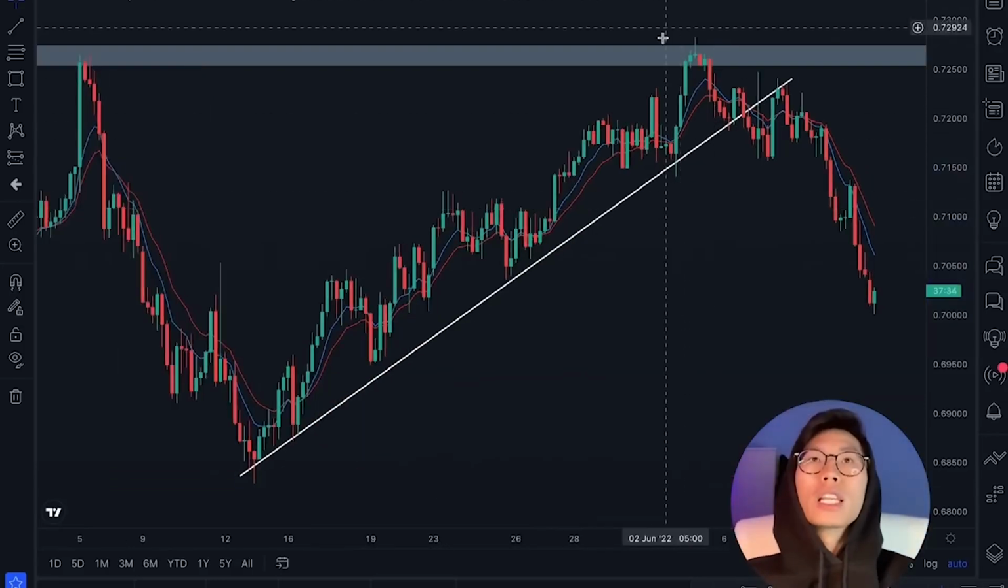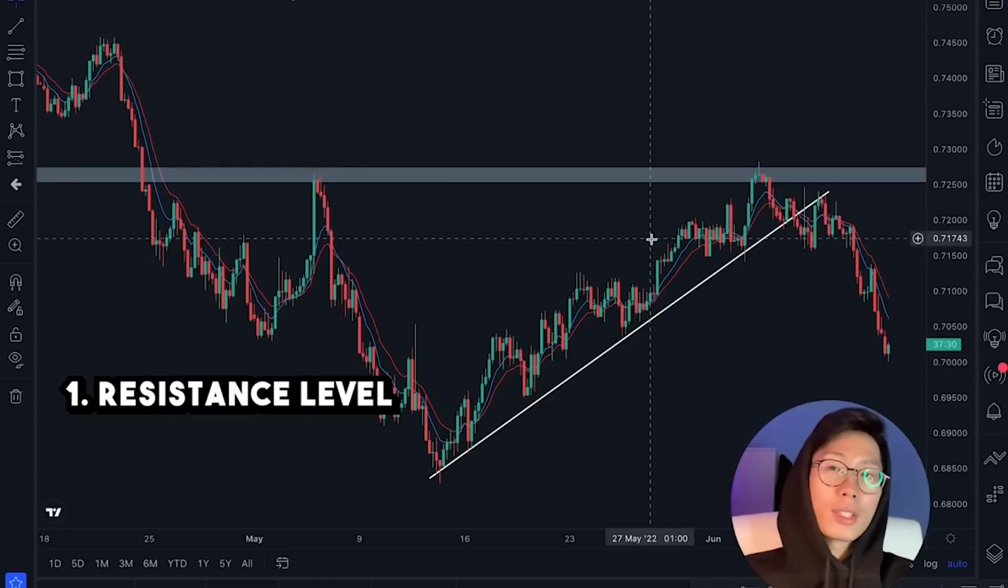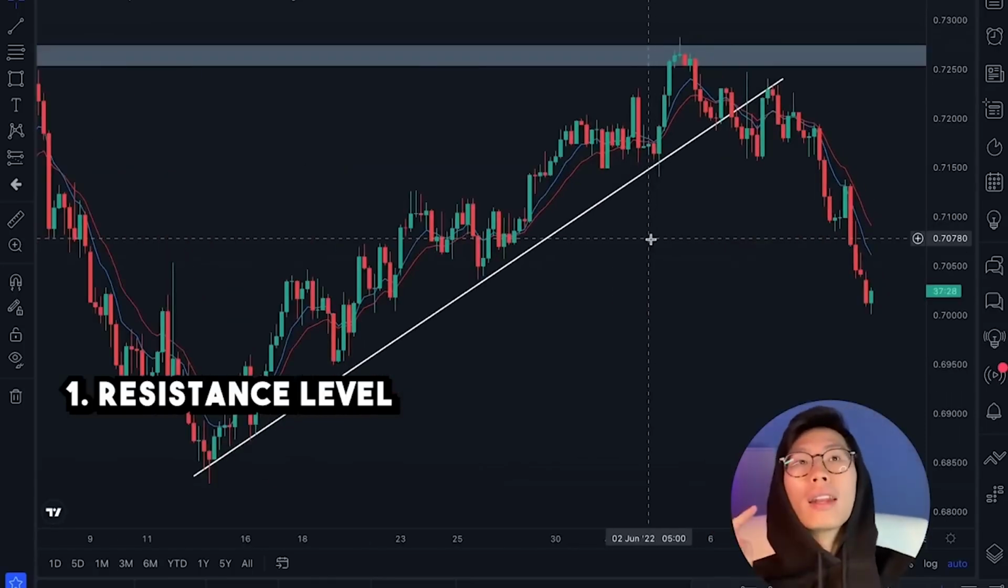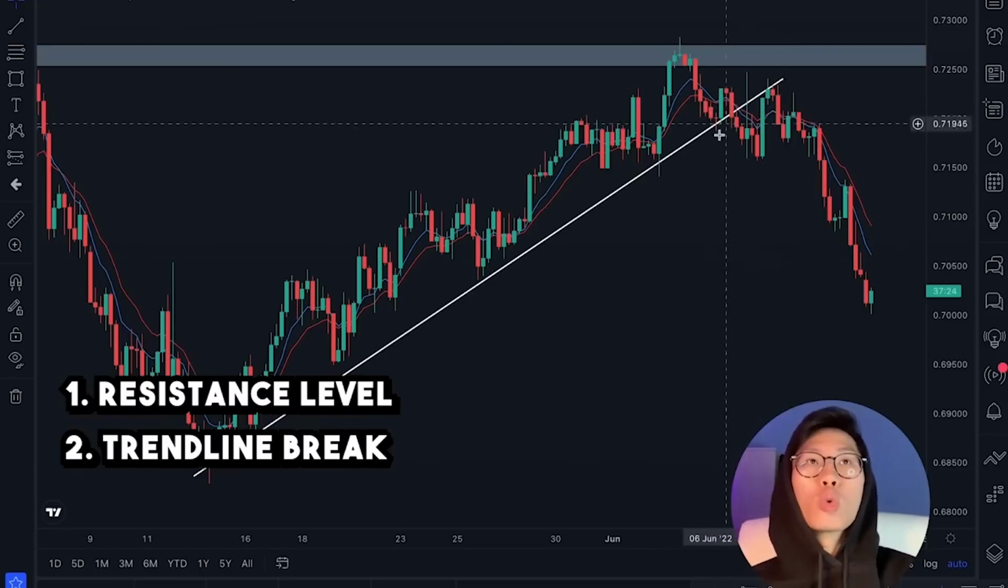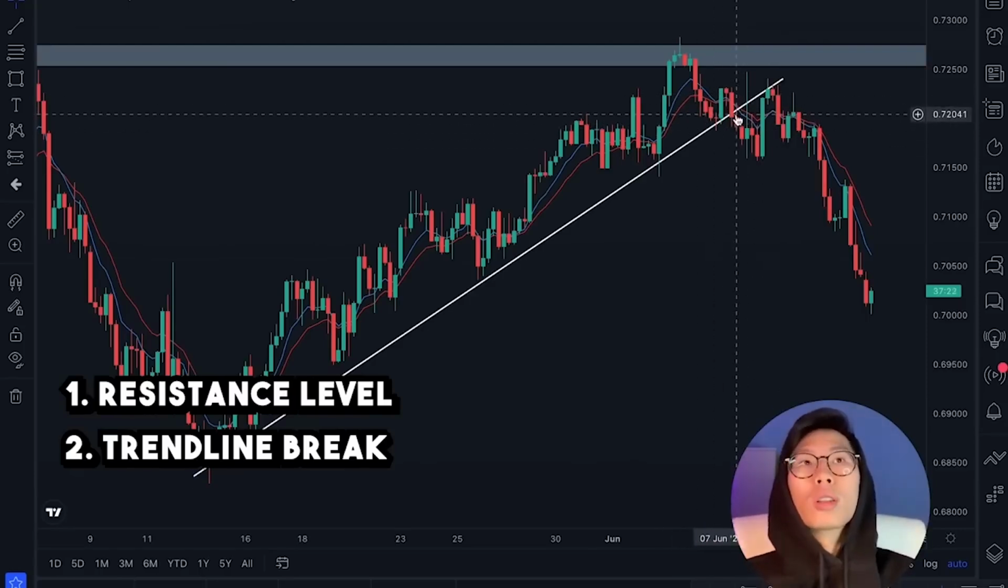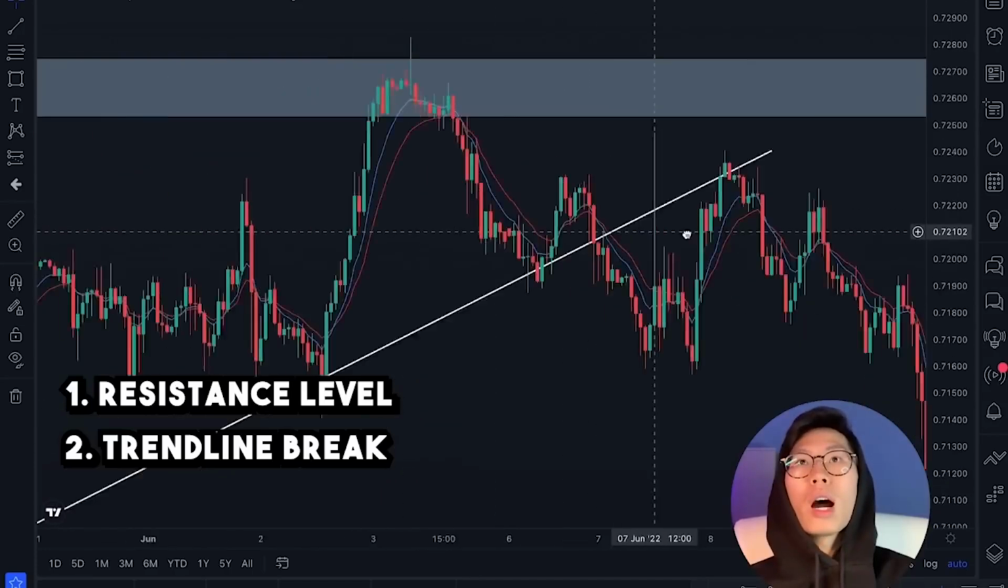For example, in this case, price is at a resistance level, so we should be looking to sell, right? That is the first confluence. The second confluence could be that price broke out of this trend line right here. The third confluence could be some sort of moving average crossover, which we are going to see by going down to the smaller time frame, like the 1 hour.